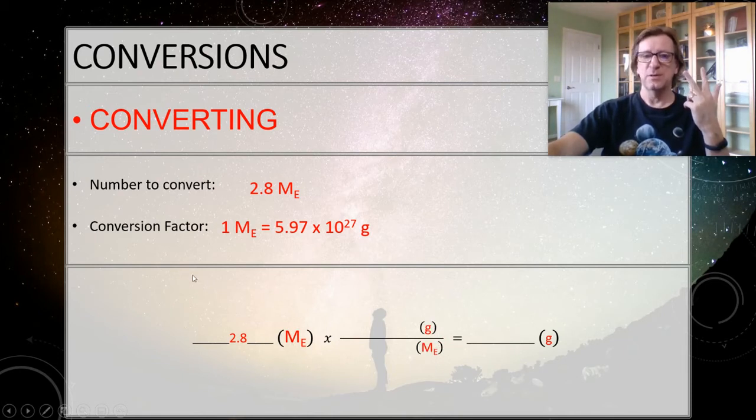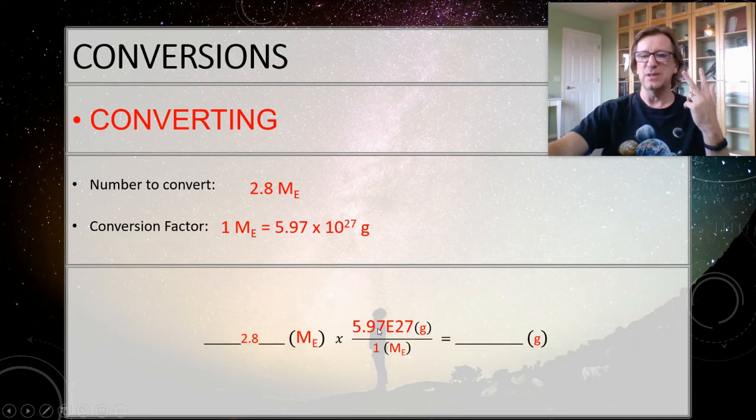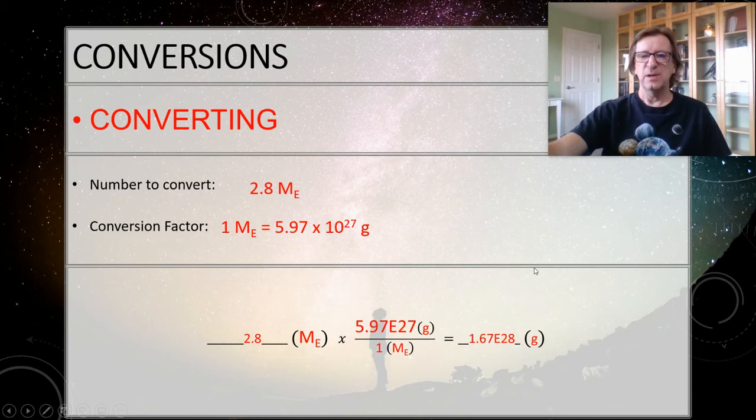Step 3, put the number with the unit. It's glued to the unit. So the 1 goes down here, and the 5.97 E27 goes here. Check. My MEs cancel. That's good. Step 4, multiply by everything in the top, divide by everything in the bottom, and you should get 1.67 E28.